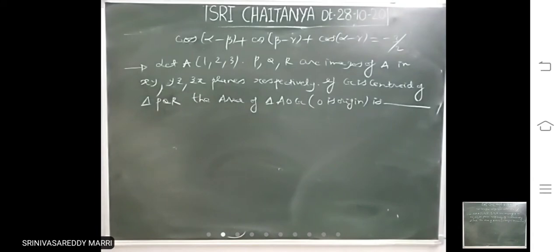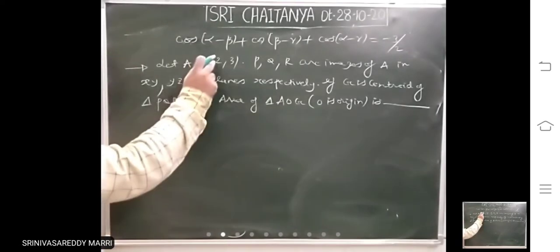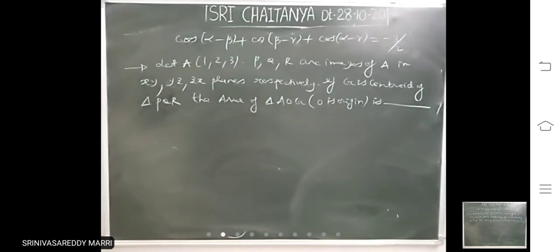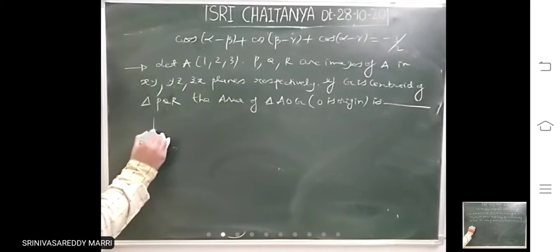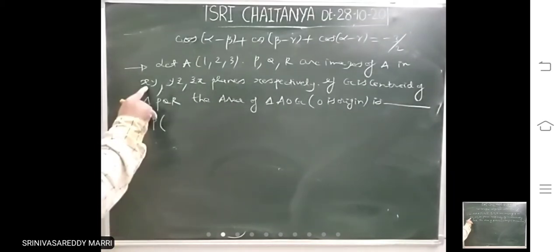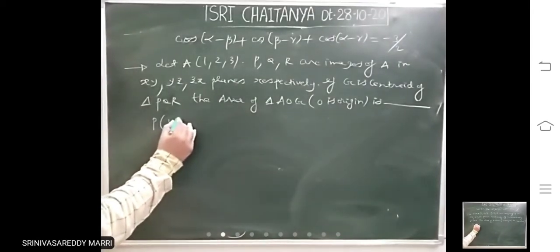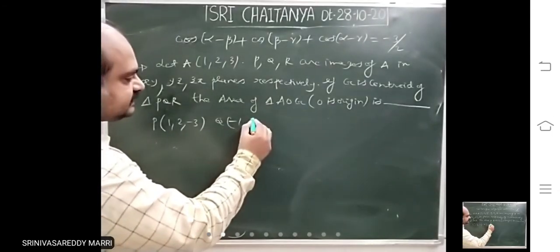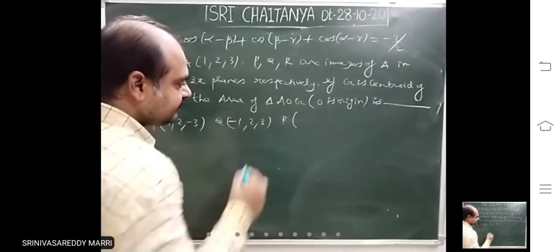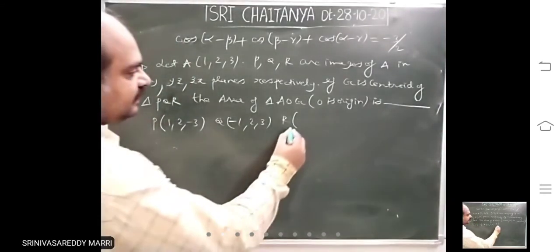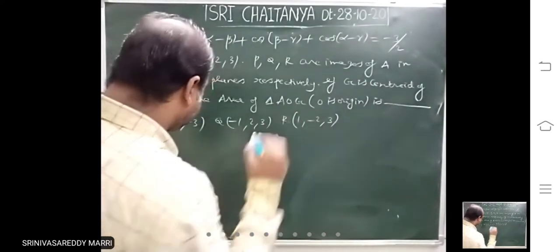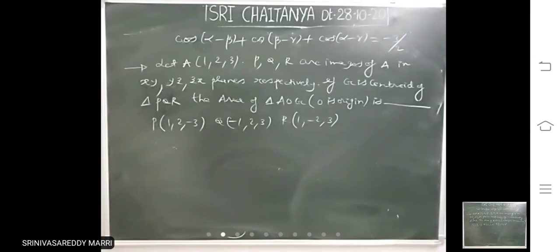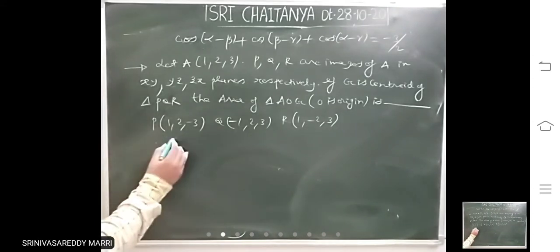Look at this problem. I have told you, if a point (x, y, z) is there, its image with respect to the XY plane is P: x and y remain the same and z becomes minus z. Yesterday I told the formula. Q is the image with respect to the YZ plane, so y and z remain the same and x becomes minus x. Similarly, R is the image with respect to the ZX plane, so z and x remain the same.